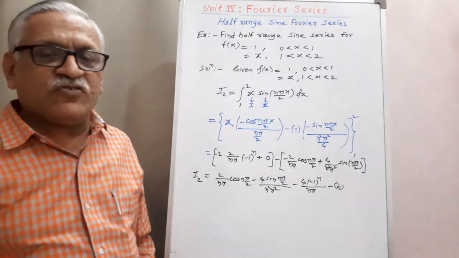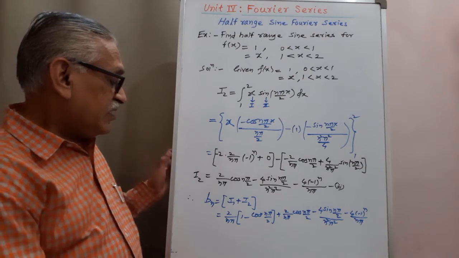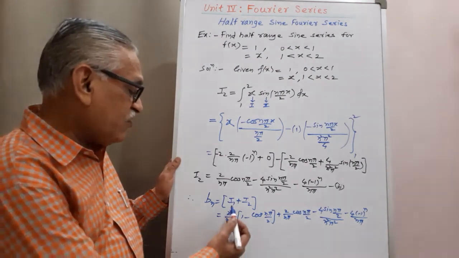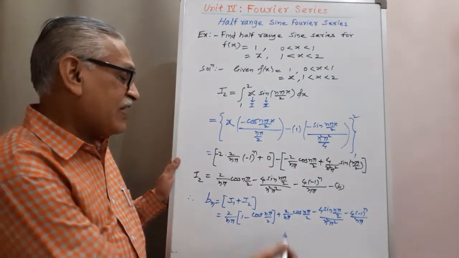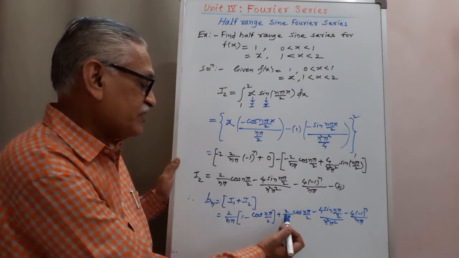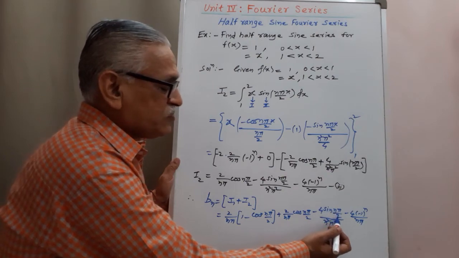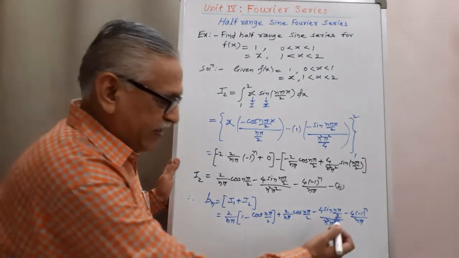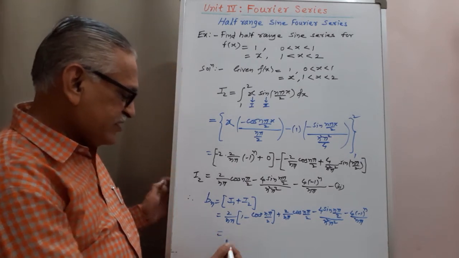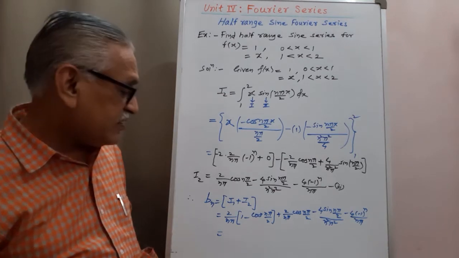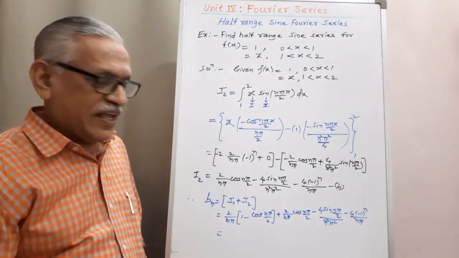Then substituting the two values of I1 and I2 in equation 1, the value of I1 is 2 by n pi times 1 minus cos n pi by 2, and the value of I2 has 3 terms: 2 divided by n pi cos n pi by 2, minus 4 sin n pi by 2 divided by n square pi square, and minus 4 times minus 1 raised to n upon n pi. If we simplify it, opposite sign terms cancel each other.